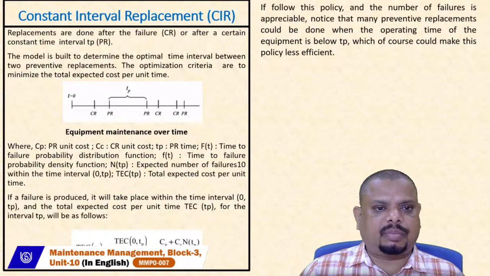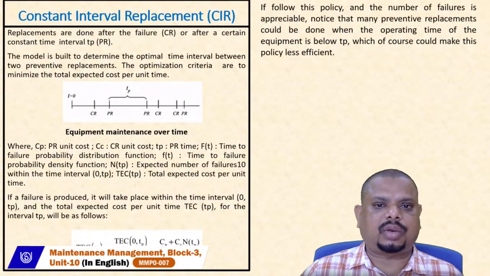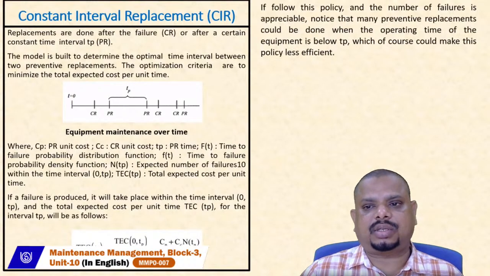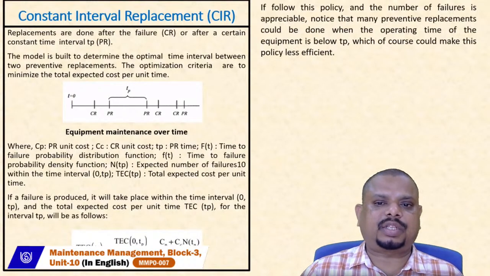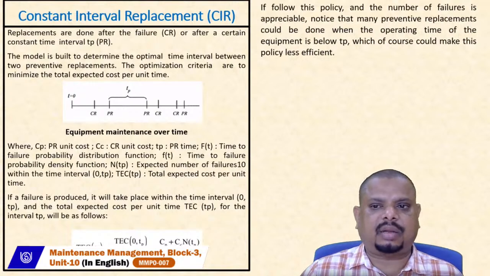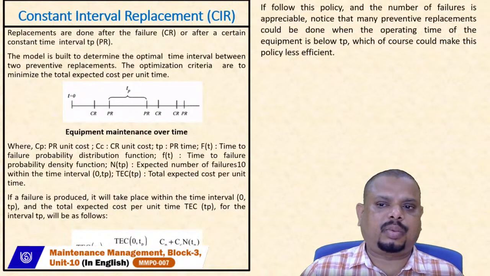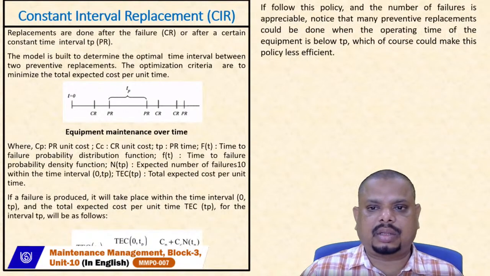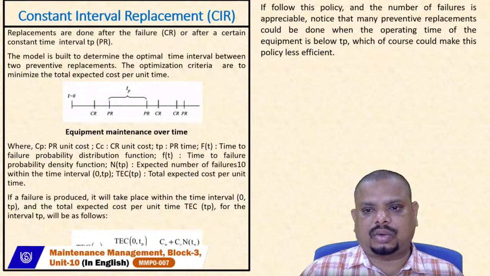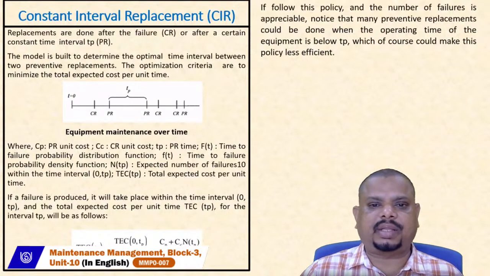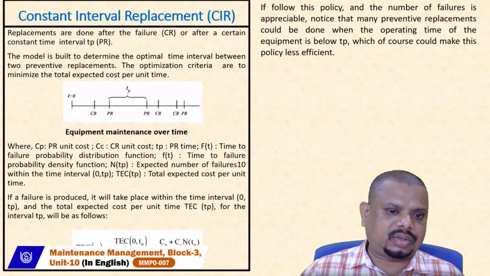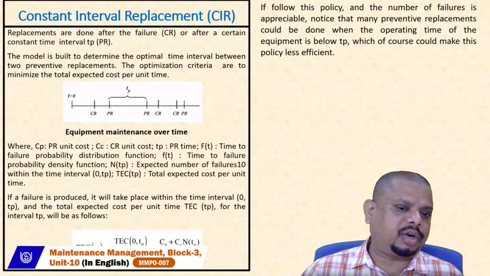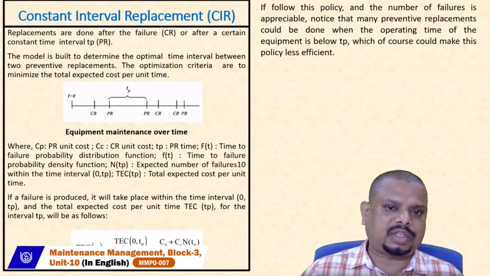By using this mathematical model, you can easily calculate the constant interval replacement, which is shortly known as CIR. If we follow this policy, the number of failures is appreciable, and it is noticed that many preventive replacements could be done when the operating time of the equipment is below the constant interval, that is TP. Which of the costs could make this policy less efficient? So this is the entire mathematical model and expression for calculating the constant interval replacement.